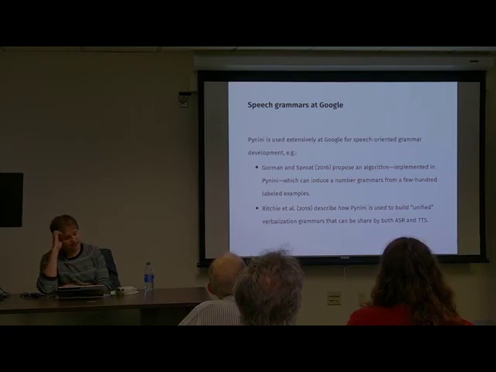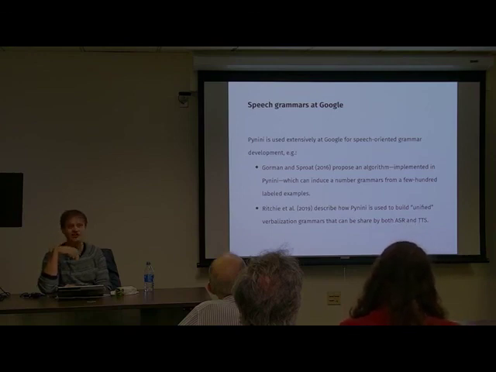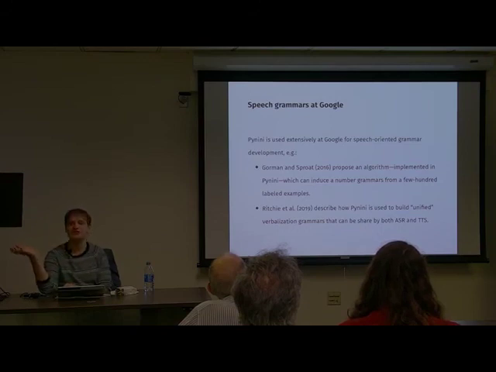In Gorman and Sproat, we propose an algorithm implemented in Pynini which can induce number grammars from a few hundred labeled examples. So you tell me, how do you say 23 in your language? How do you say 74? And I can basically build a grammar that maybe goes up to 1 billion from maybe 100 or 200 examples. We express this as basically a bunch of rewrite rules. We can generalize from the data.